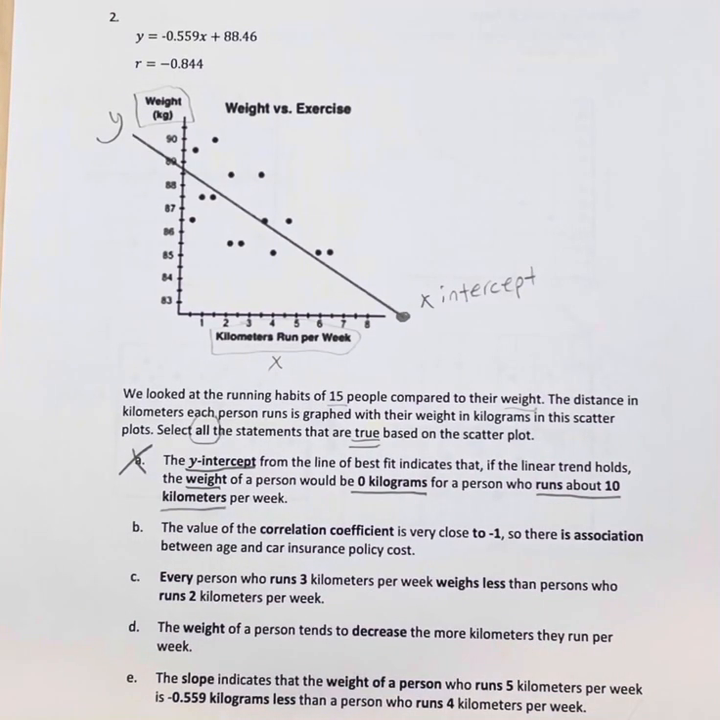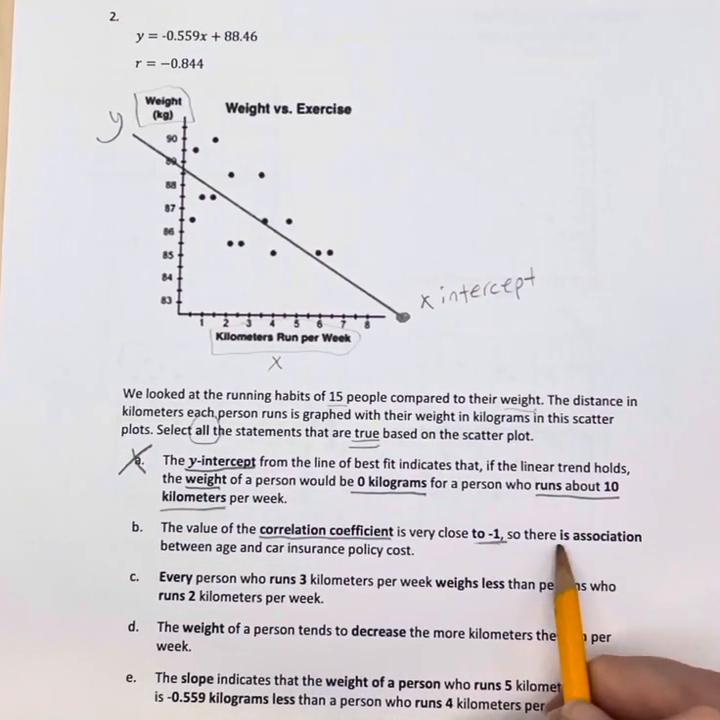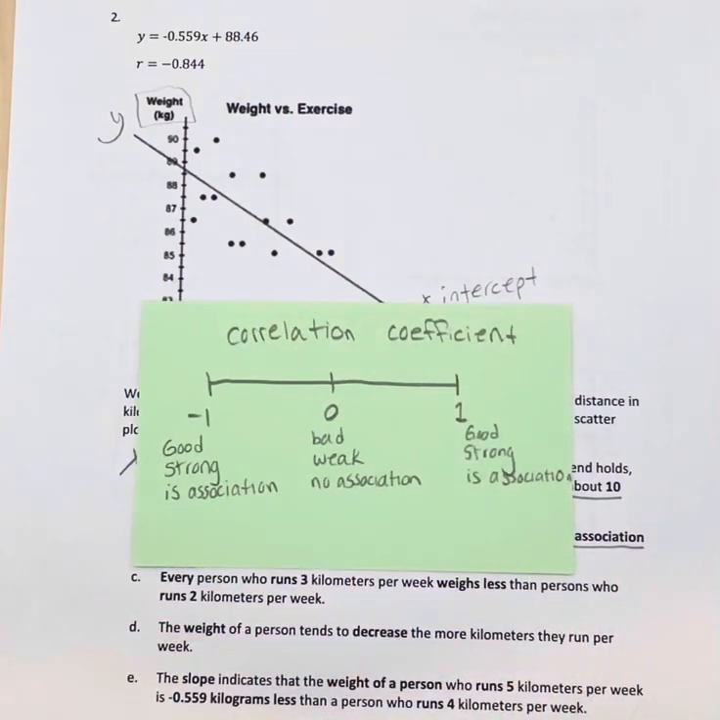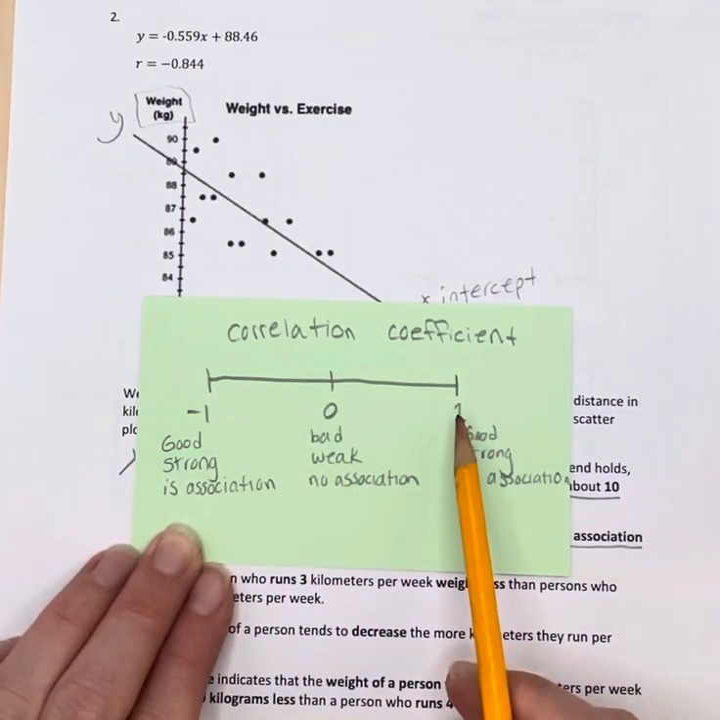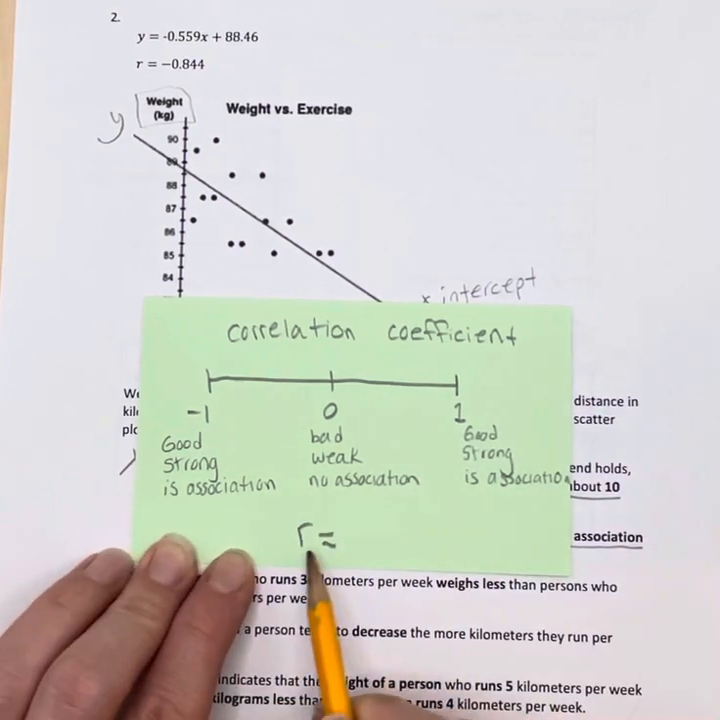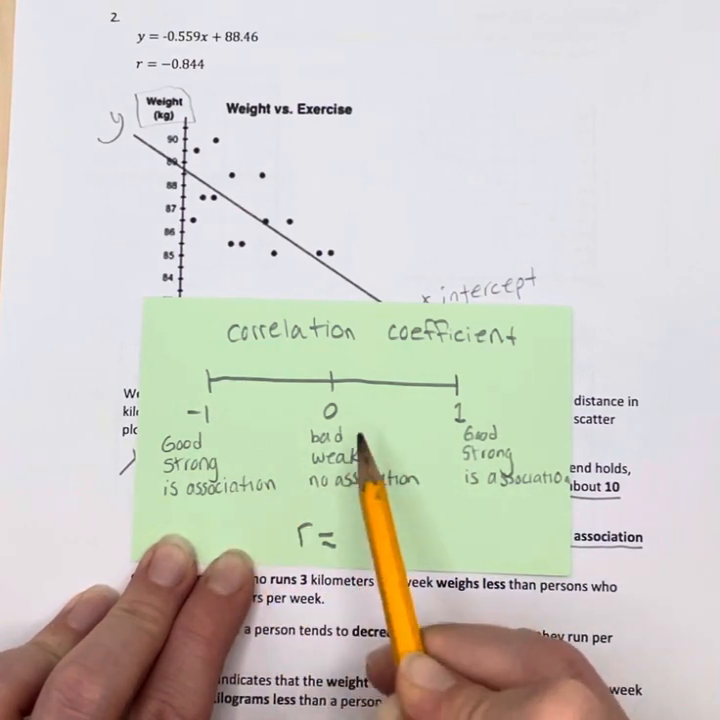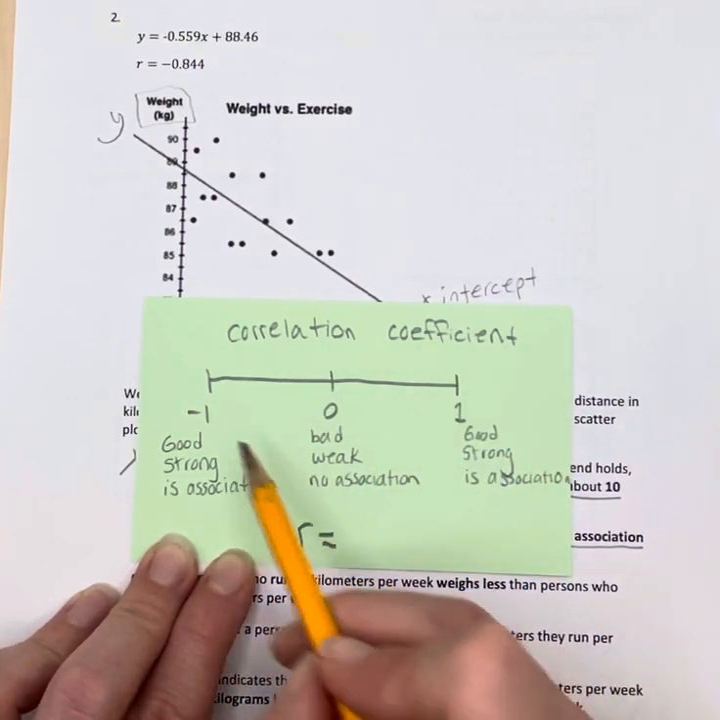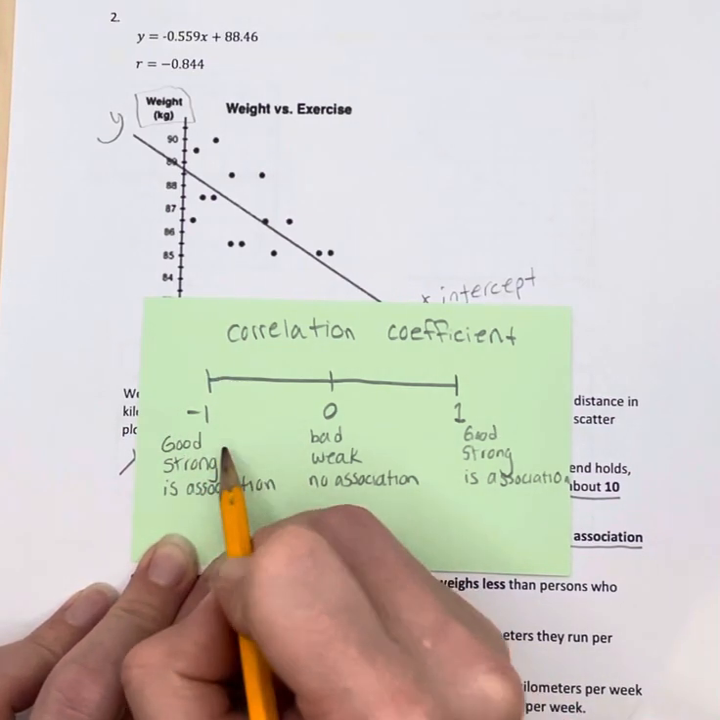For B, we're looking at the value of the correlation coefficient. It's very close to -1, so there is association. For this one, in B, you want to take a look at your notes for everything that you know about correlation coefficient. Correlation coefficient is a number that goes between -1 and +1. We call it our R. So R can equal -1, 0, or 1. And there's a group of words that go together for each one of these that help us understand what the correlation coefficient means. If the correlation coefficient is close to -1, we have a good line.